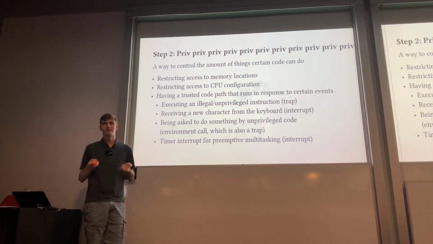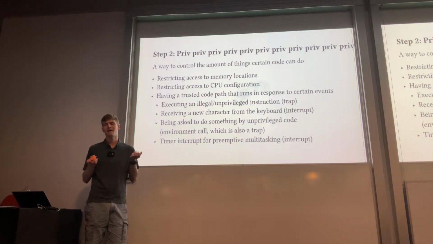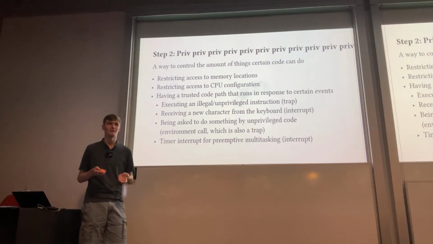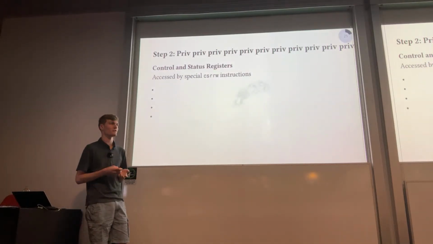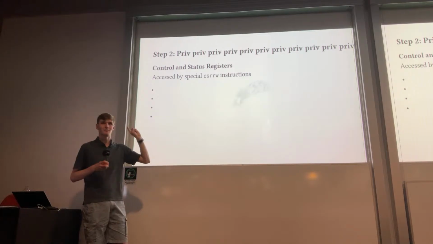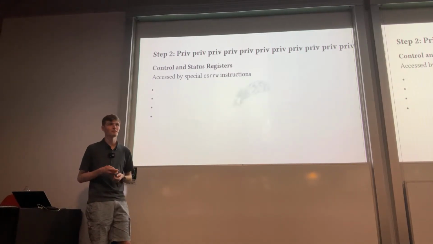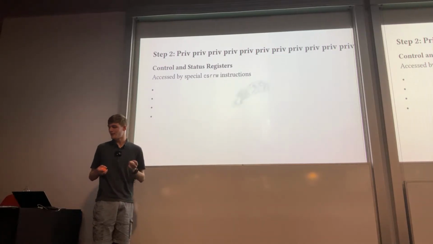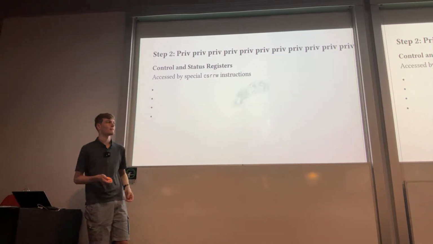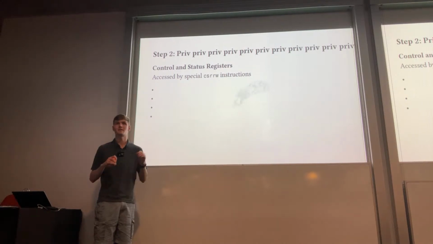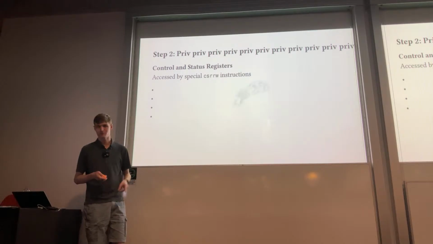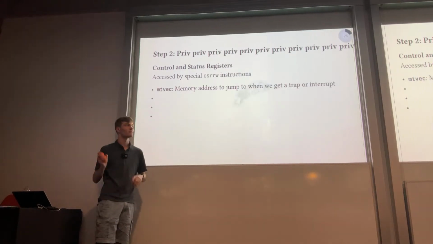The question now is, how is the code supposed to tell us where that trusted code path is? And that's what control and status registers are. They're accessed by some special instructions that we'll have to implement, CSR read and write instructions. There's about 20 or so that we have to implement right now, but I'm not going to go through all of them. I'll just list a few.